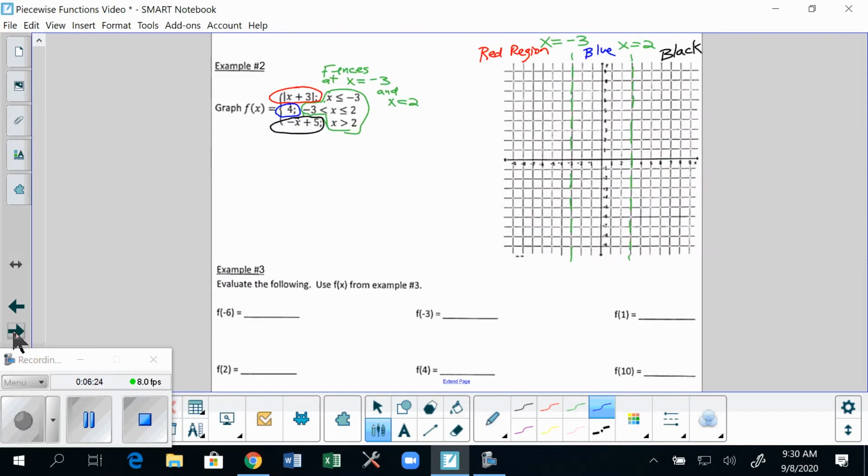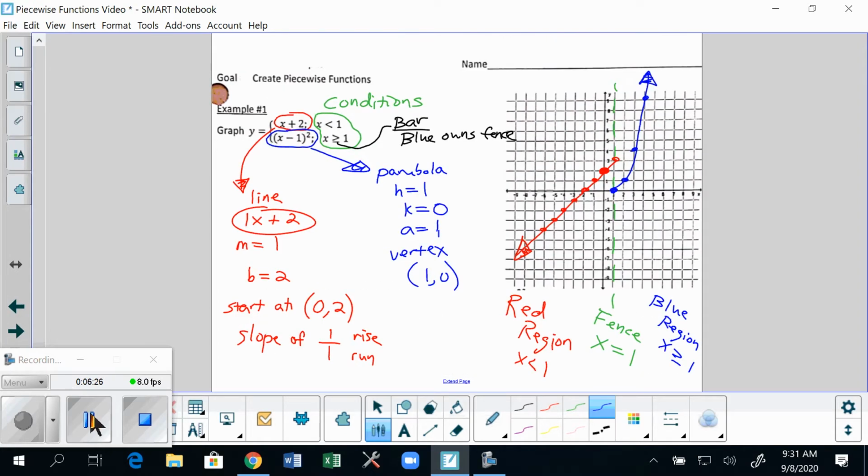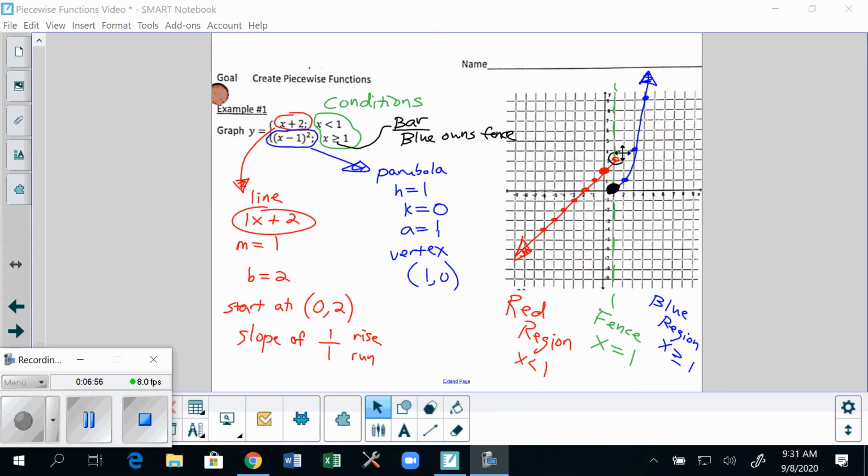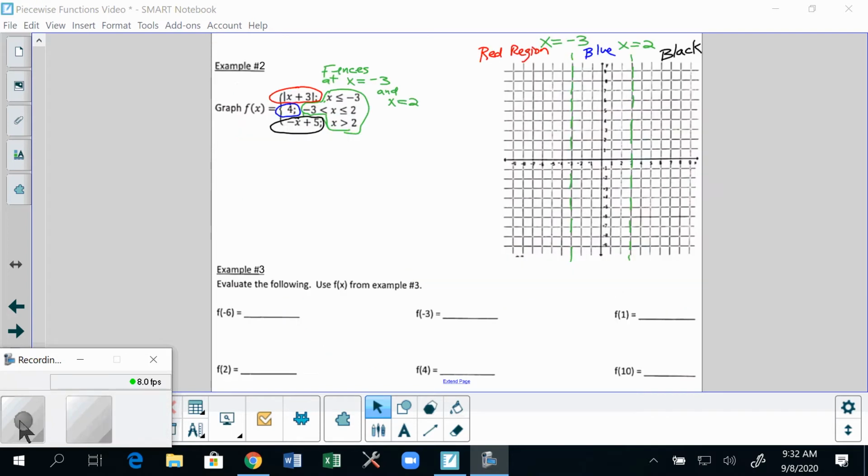The way we're going to notate this is we're going to put a large closed circle on the blue graph right on the fence. But then the red graph, since it does not own the fence, we're going to notate that with a large open circle. Open circle means that this red line does not own the fence. Closed circle means this blue parabola does own the fence.